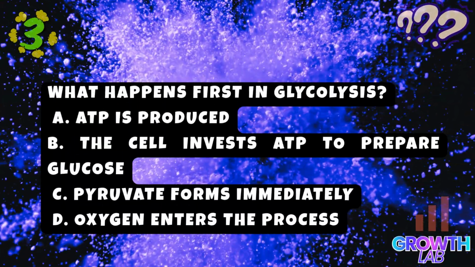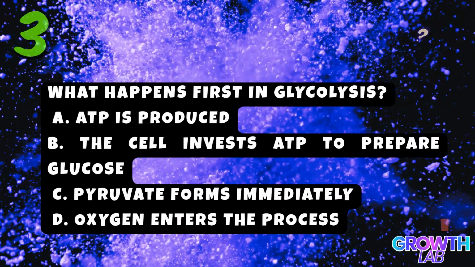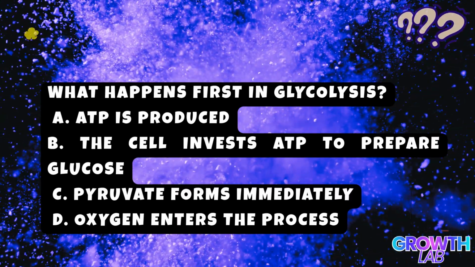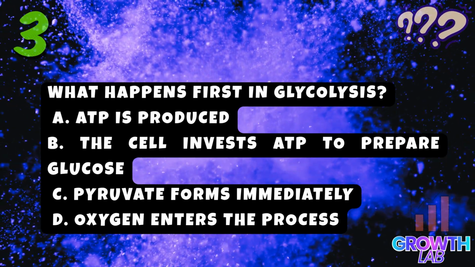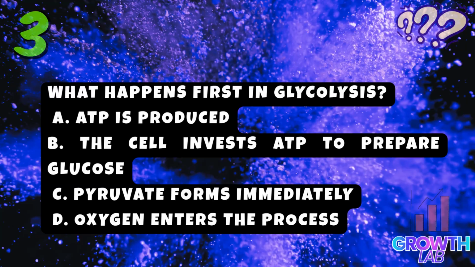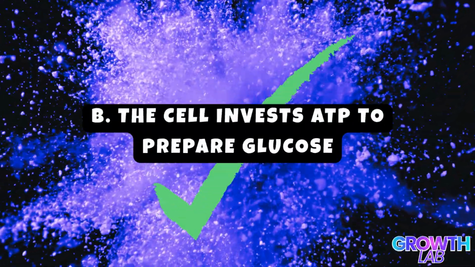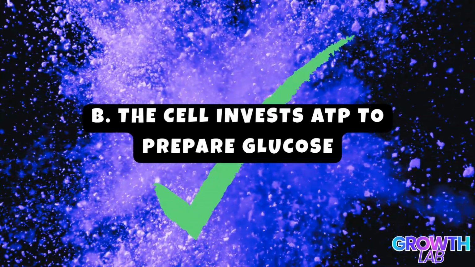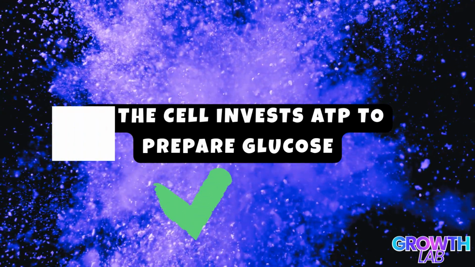Question 3. What happens first in glycolysis? Answer options are: Option A, ATP is produced. Option B, the cell invests ATP to prepare glucose. Option C, pyruvate forms immediately. Option D, oxygen enters the process. Correct option is option B. The cell invests ATP to prepare glucose. Energy investment prepares glucose for splitting.